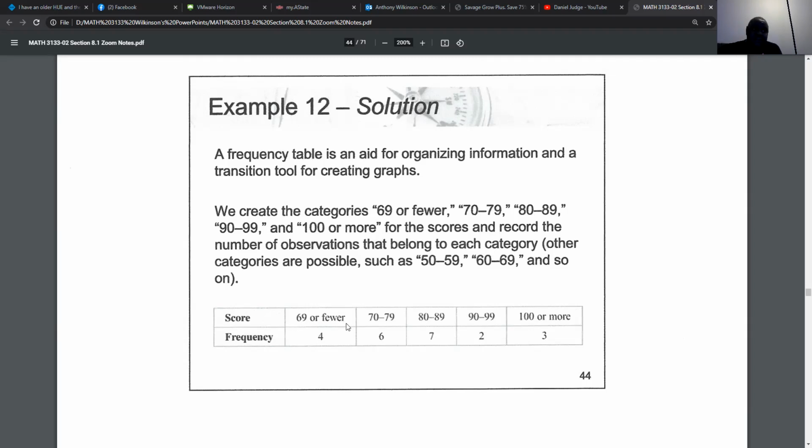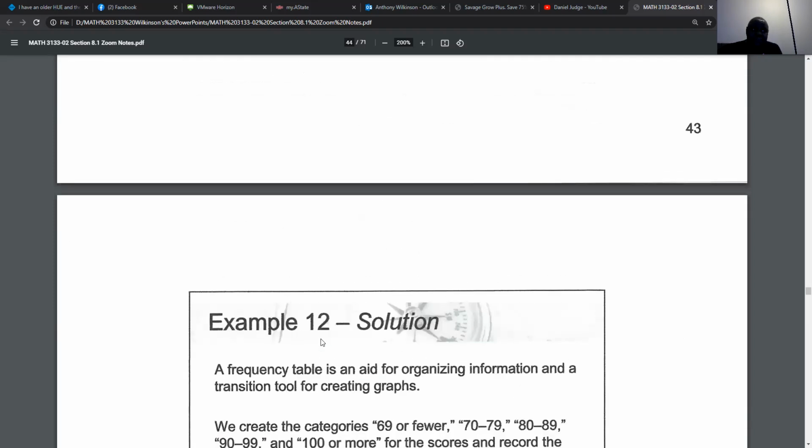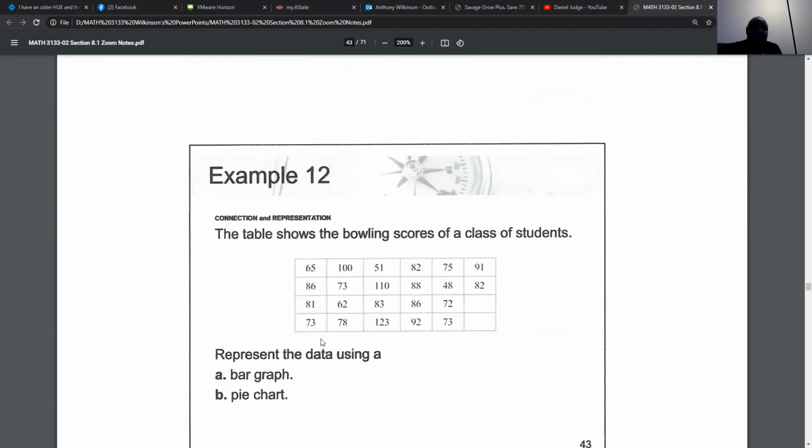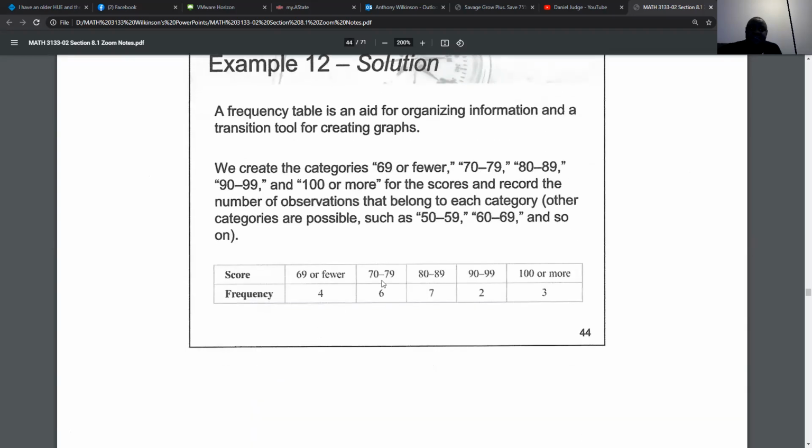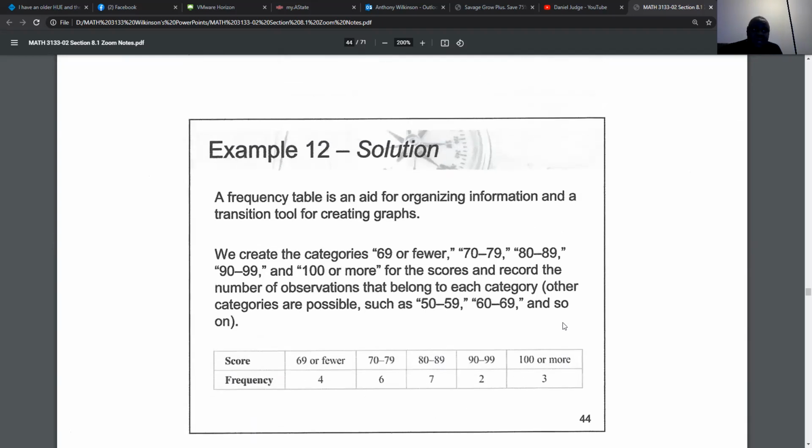So for 69 or fewer, there were 4, because you had to count how many from this table here had scores of 69 or fewer, and there were 4. Then for 70 to 79, there were 6. 80 to 89, there were 7. 90 to 99, there were 2. 100 or more, there were 3. So you have to usually count from that particular data set that I just showed you on the past slide.